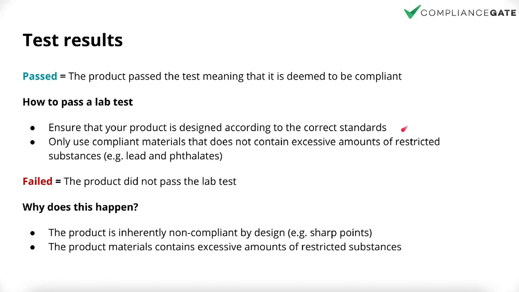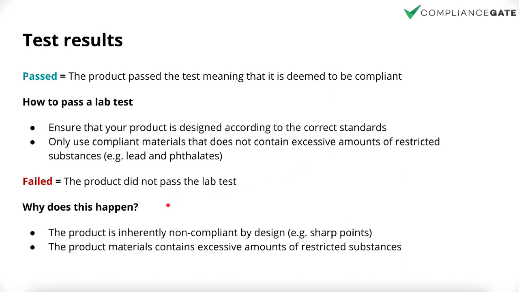And when it comes to substance testing, it's ultimately about using materials that do not contain excessive amounts of restricted substances, such as lead, phthalates, and so on. The other outcome is that the test is failed. Okay, and a failed test result doesn't necessarily mean that everything failed. It could mean that one substance test failed, or one safety test failed, or one flammability test or whatever failed. But that means that the overall test result is failed. And how to deal with that is something I will get to later in this presentation.